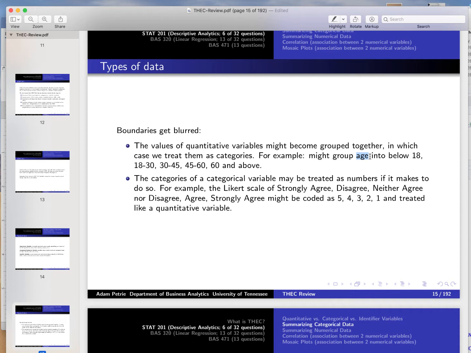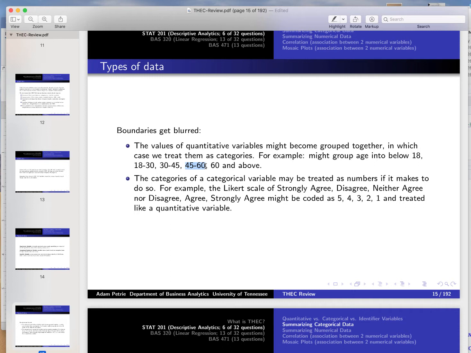I might group them together into possible categories, like below 18, 18 through 30, 30 to 45, 45 to 60, etc. This is pretty common when it comes to advertising and marketing. If you're interested in working in analytics for a TV firm, they're really interested in a particular demographic age range. And an age range, a demographic like that, would be a categorical variable, because now an age range is like a category instead of something that has a specific numerical value associated with it. It's more like a range of values.